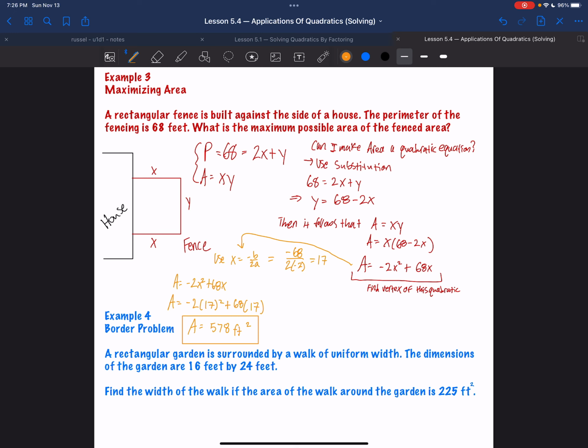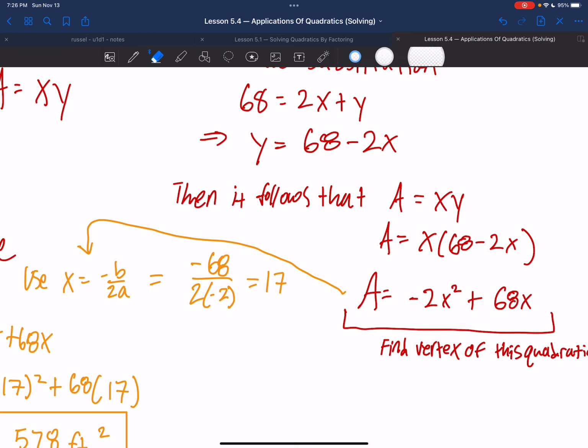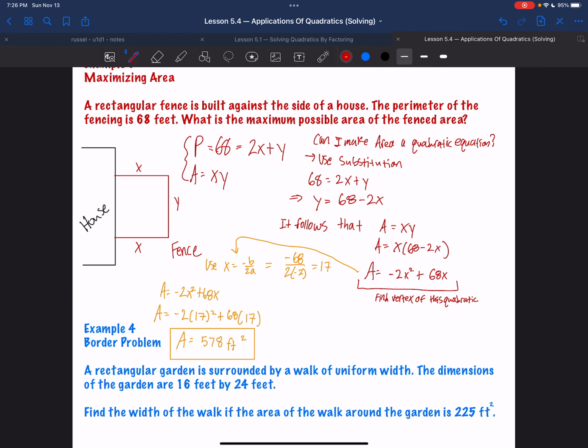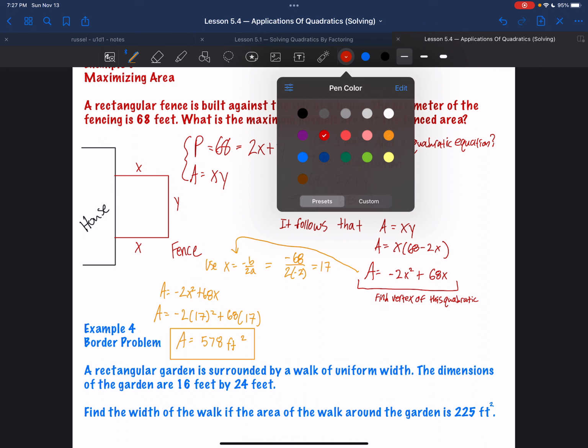The challenge of this problem is being creative enough to realize that this is a system of equations you can use substitution on to create a quadratic. That is new. And that's just some creativity stuff there. All right, I'm rewriting this. It follows that. I'm only doing this for my own purpose. Also, side note.